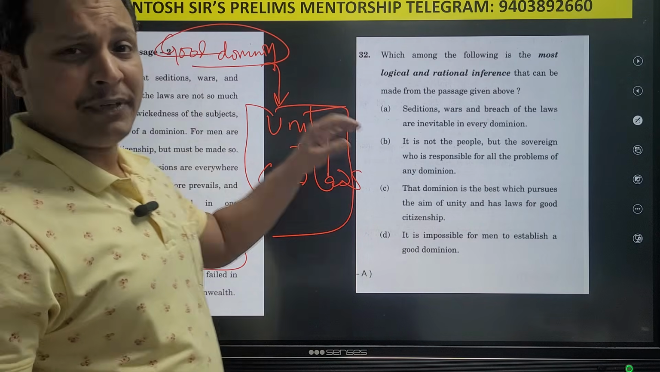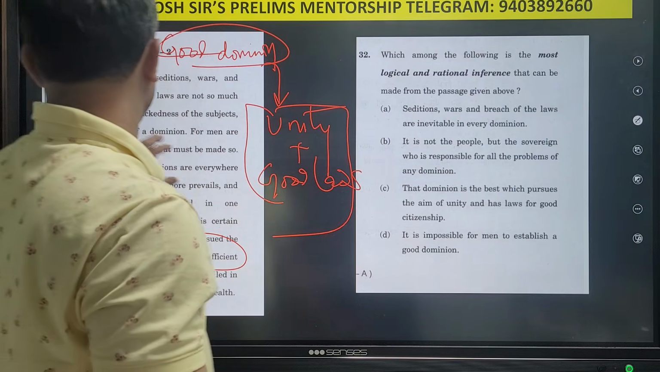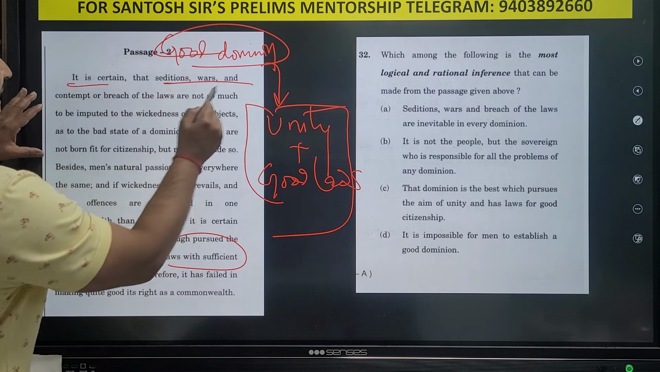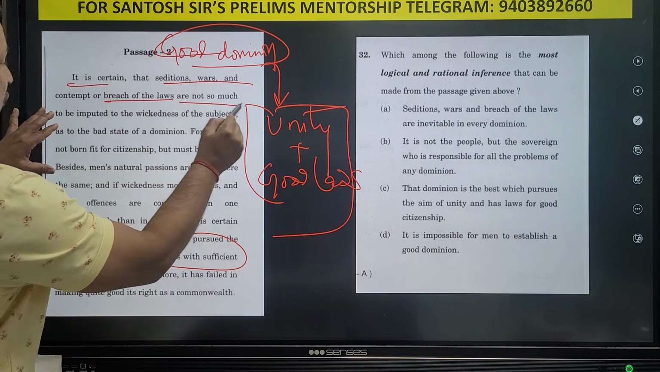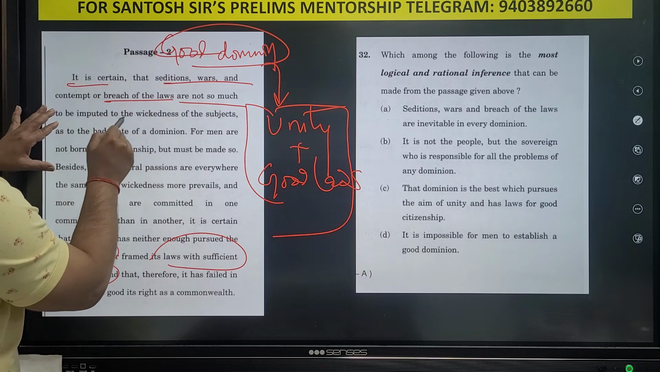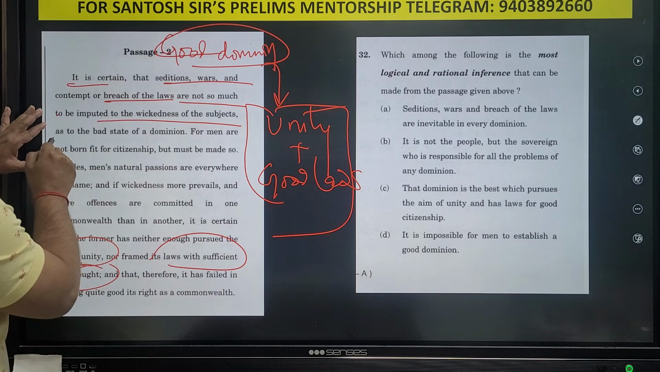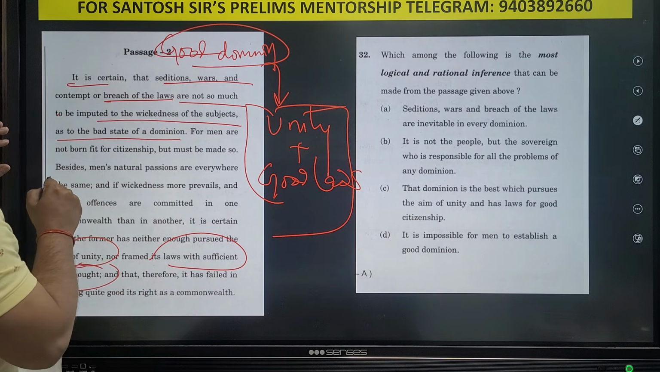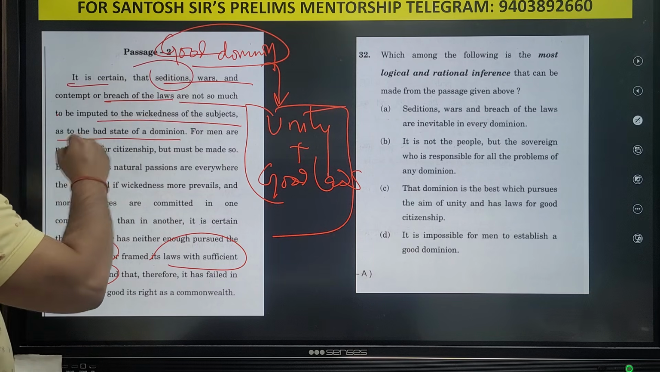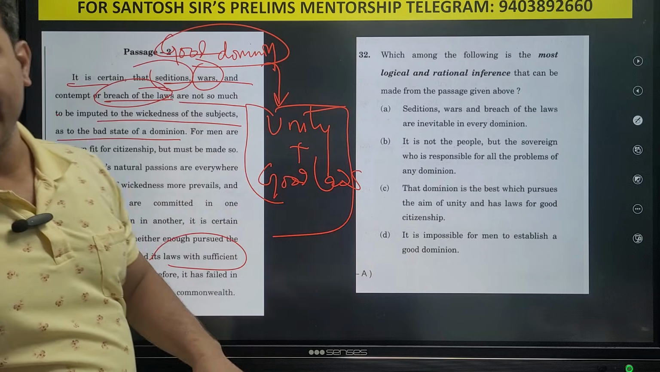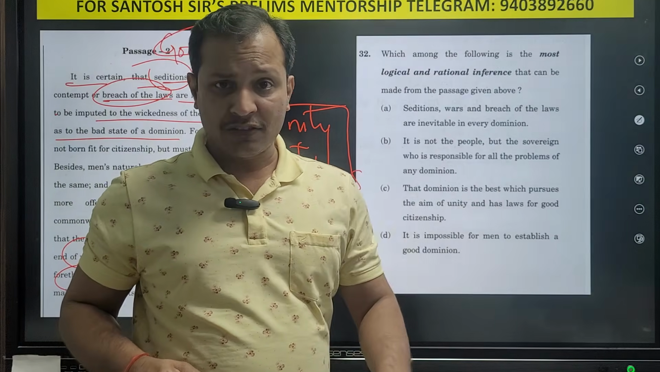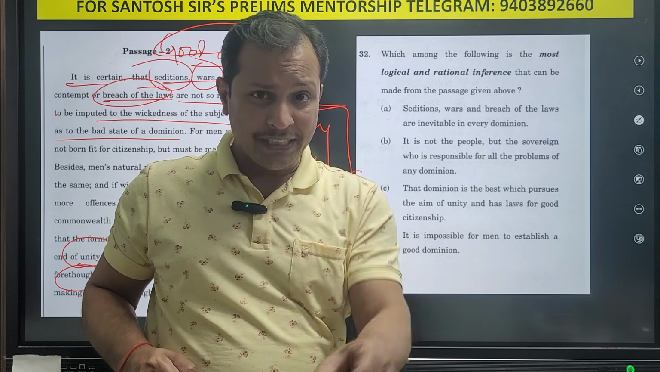Dominion is not just made because of good people. You can see here: it is certain that seditions, wars and contempt or breach of laws are not so much to be imputed to the wickedness of the subject as to the bad state of dominion. It means whenever we have seditions, war, or breach of law, it is not because the people are wicked. It is because of the dominion.